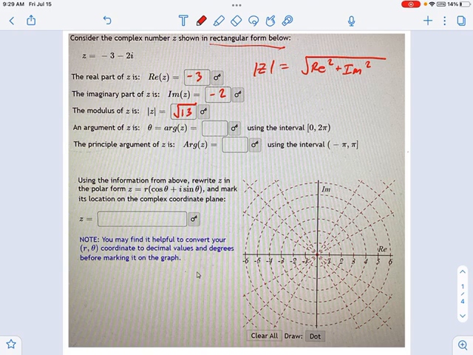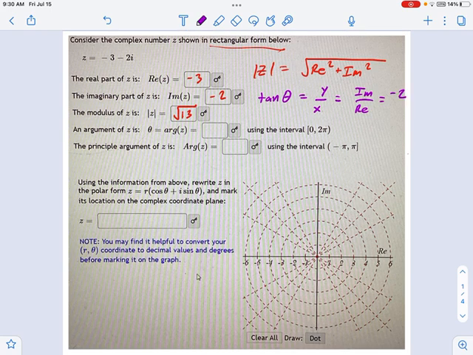Now we're getting into the argument and the principal argument. And here's where I think, if you're looking at this video for some help on the homework, this is probably where you went off the rails. The argument, remember, that's the angle. And we use our equation conversion from rectangular to polar coordinates for this one. Tangent of theta equals y over x, which for us on a complex plane is imaginary part over real part. Okay, well, what's the imaginary part? For us, that's -2. And the real part for us is -3. So I've got tangent of theta equals 2/3.